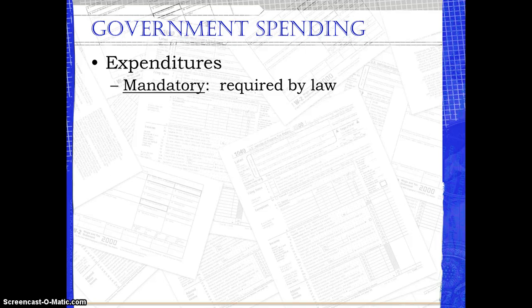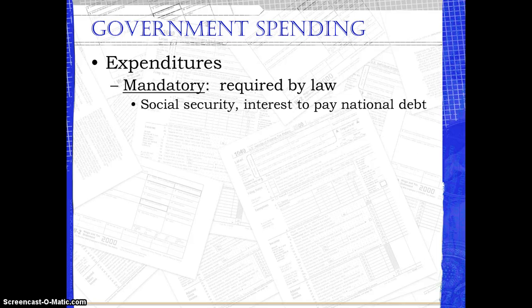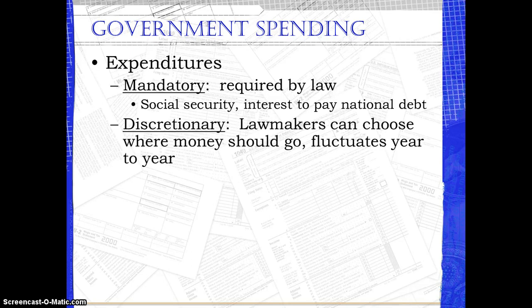There are two types of expenditures. Those that are mandatory, those that are required by law, such as Social Security and interest to pay on the national debt. Those are required by law that is passed by the United States Congress. Furthermore, the government has what's called discretionary spending. Lawmakers can choose where money should go, and that fluctuates from year to year.